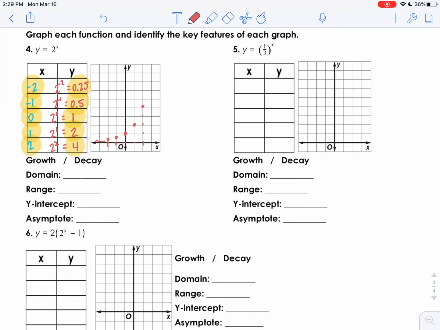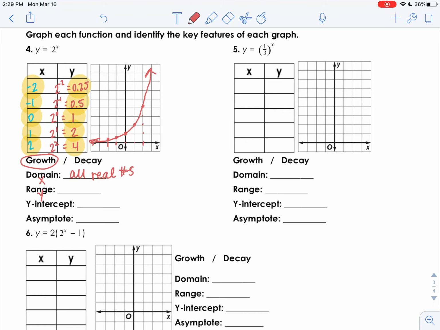So we can see this curve forming. It is starting low and it's going up high. So this is exponential growth. It's going up, it's increasing. Domain, remember domain are the x values. So x can really be anything I want it to be. I could plug in any negative number and I could plug in any big positive number. So the domain is all real numbers.